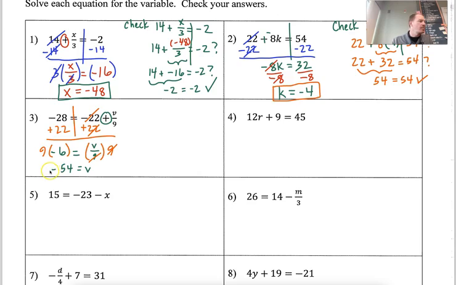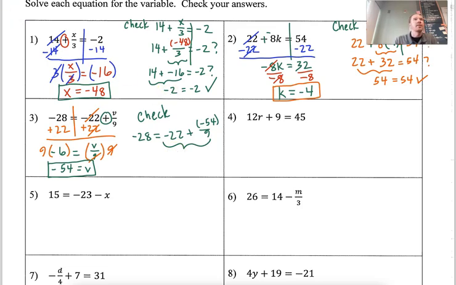And don't forget to do the check step. I'm going to skip that just for time, but check in that equation, put that negative 54. I'll just write out this part. Negative 28 should equal negative 22 plus our value for v, negative 54 over 9. So just make sure that all comes out to negative 28. Okay? You can use your calculator, but you should be doing the check step.